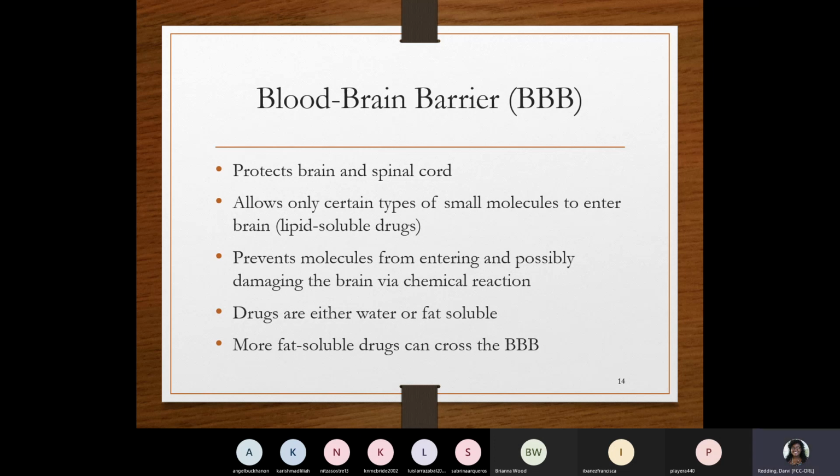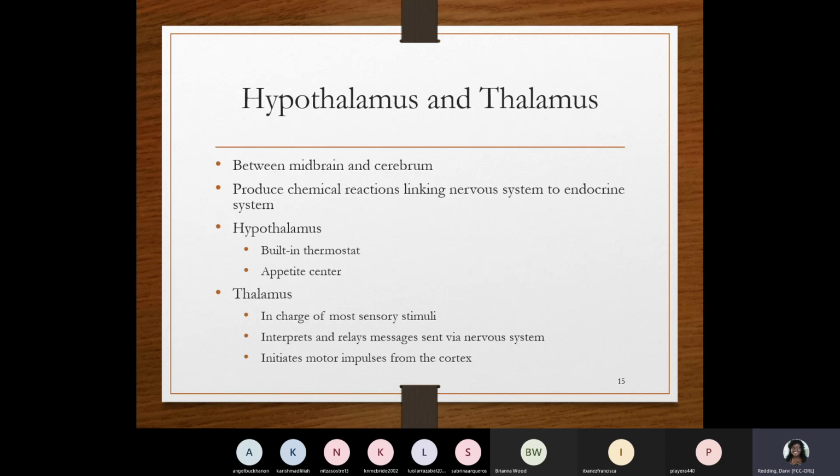That's why even when people claim that they're having a medical emergency, such as a heart attack, and they start grabbing their left arm, that could also be an indication that a person might be suffering from a heart attack. That is one of the reasons. So just wanted to give that as an example. So now that we've learned about the blood-brain barrier, we're going to continue learning about the hypothalamus and the thalamus.